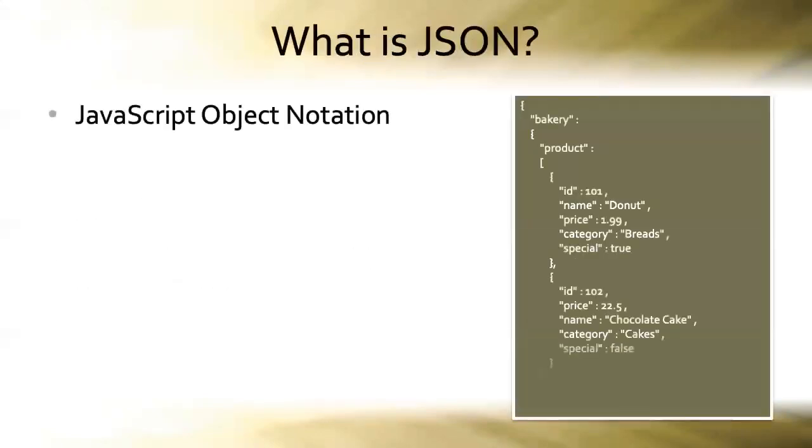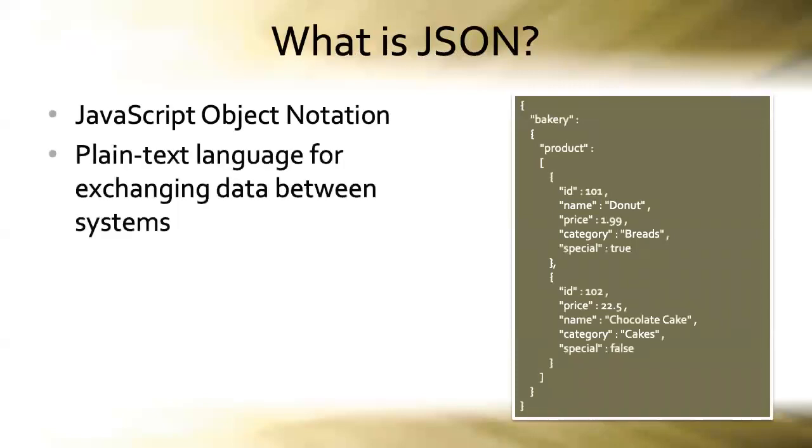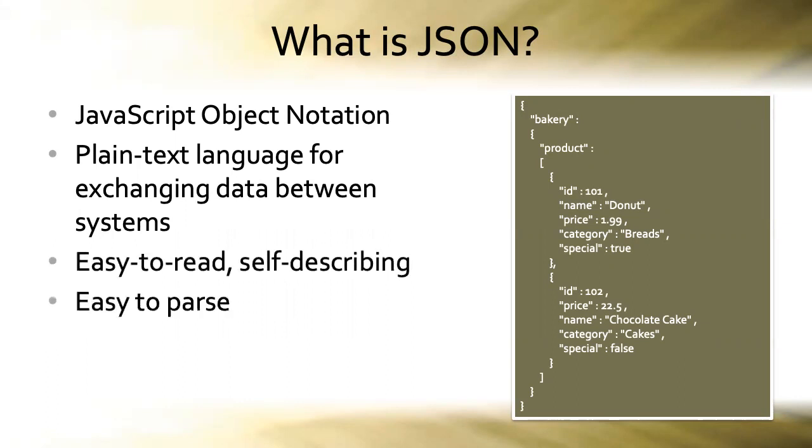JSON stands for JavaScript Object Notation. It's a very simple, plain text language for exchanging data between systems. As you can see in the sample on the right, it presents data in an easy-to-read, self-describing format. Once received, it's easy to parse into its individual elements. It is also lighter weight than XML and nicer to look at.